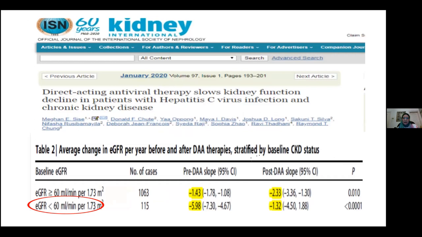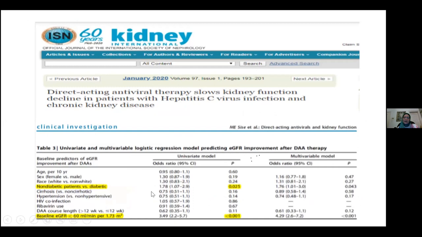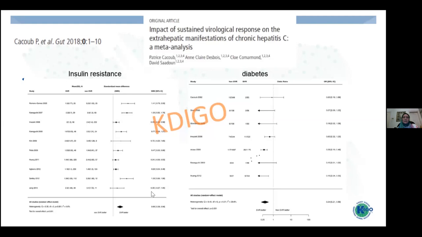And also it shows here that there was a significant difference when you compare diabetics to non-diabetics and when you compare those with a GFR less than 60 as compared to those with a GFR more than 60. So it does not mean that it is not good in diabetic patients. It's just less good, but it is very effective in diabetic patients, not only for the GFR, but also an improvement of insulin sensitivity and in diabetes itself.